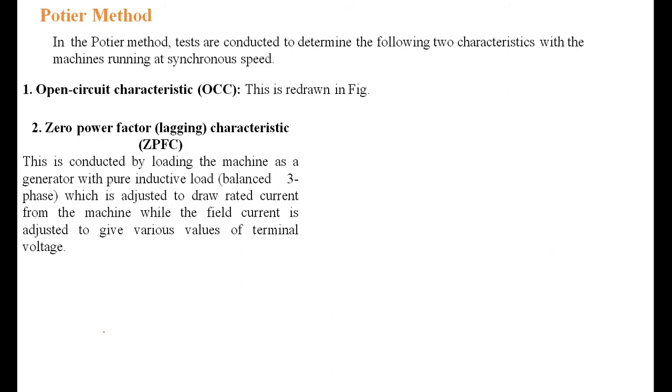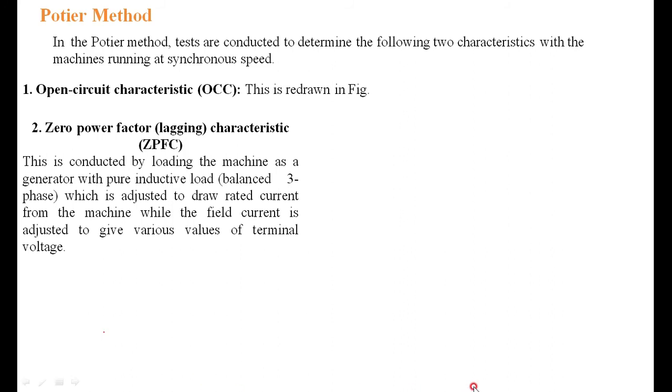To determine the voltage regulation using this Potier triangle method or ZPF method, the data required are, once again, we need open circuit characteristics data, we need the short circuit characteristic data, as well as zero power factor load characteristics. Means you have to connect the pure inductive load or pure capacitive load, and you have to load the alternator, and you have to draw the ZPF curve or zero power factor curve. These are the three data required. One is OCC data, another one is short circuit data, the third one is zero power factor data.